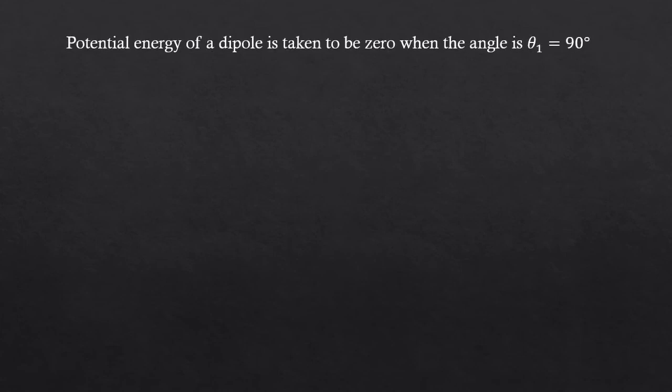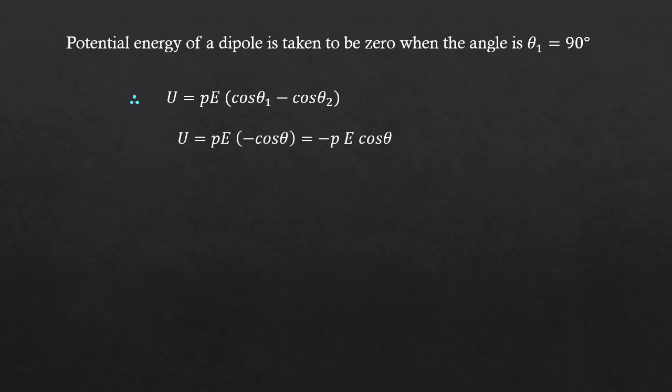As a general case, we will imagine that the dipole is initially perpendicular to the electric field. So we can take theta 1 equal to 90 degrees, and instead of using theta 2, we can use the symbol theta only. So the potential energy U is equal to pE into cos theta 1 minus cos theta 2. In that, theta 1 becomes 90 degrees and we know that cos 90 is 0. Therefore, inside we have minus cos theta. So we can write it as pE into minus cos theta. This can be written as U is equal to minus pE cos theta. You know that p is the magnitude of the dipole moment vector and E is the magnitude of the electric field intensity vector. Therefore, in vector form, we can write the potential energy of a dipole kept in a uniform electric field as U is equal to minus p dot E.